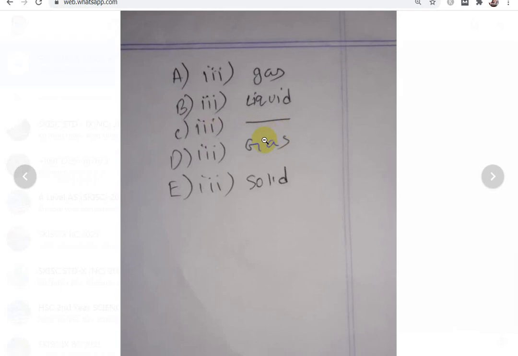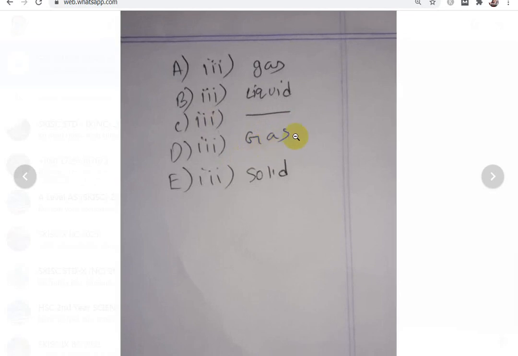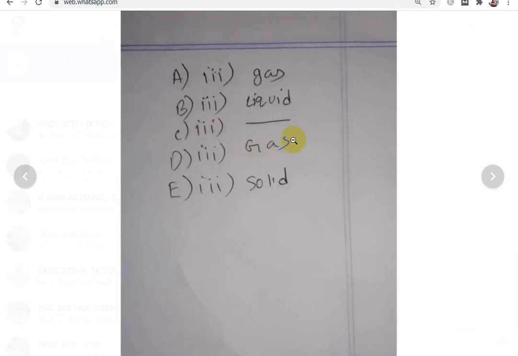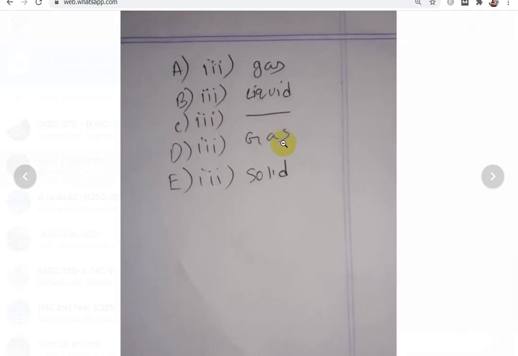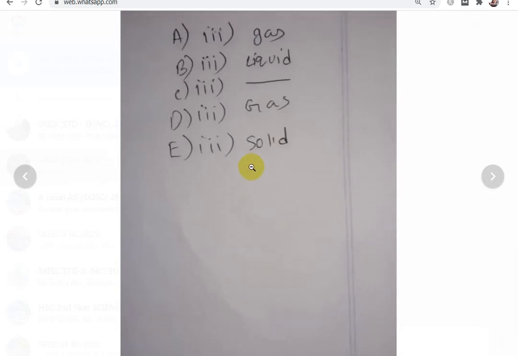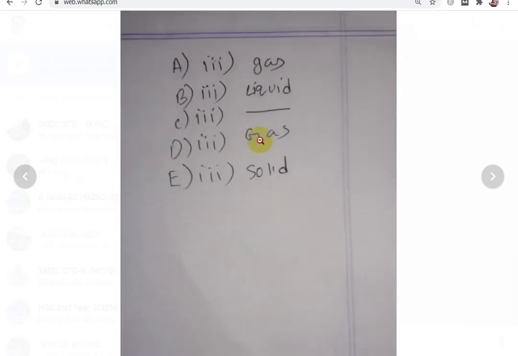Why didn't you write solid? Okay, D substance is gas. It is correct because it is after the boiling point. At 80 degrees Celsius, its boiling point is given as 34.5, so at 80 degrees Celsius it will be gas. So it's correct. E substance is solid, because its melting point is 801, so at 80 degrees Celsius it will be solid. So gas, liquid, solid, gas, solid. Okay, your question number 3 answers will be these.